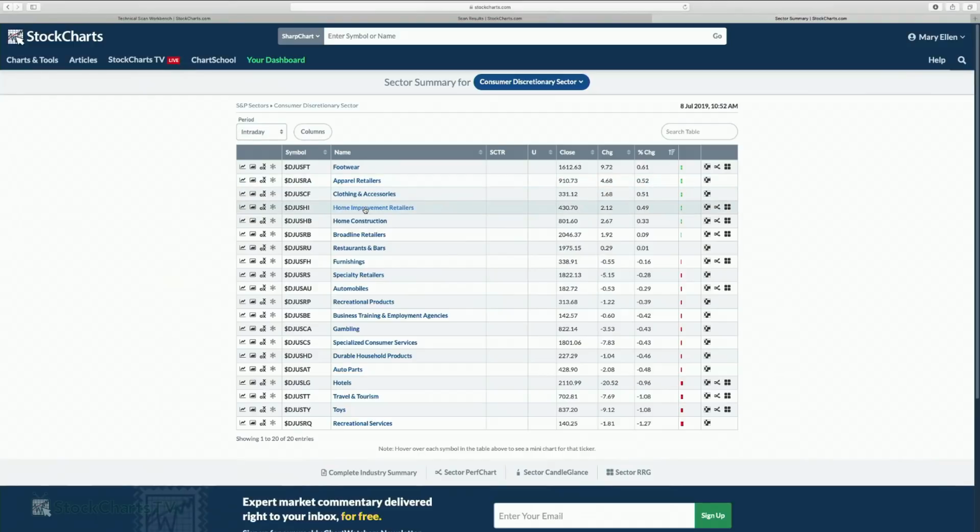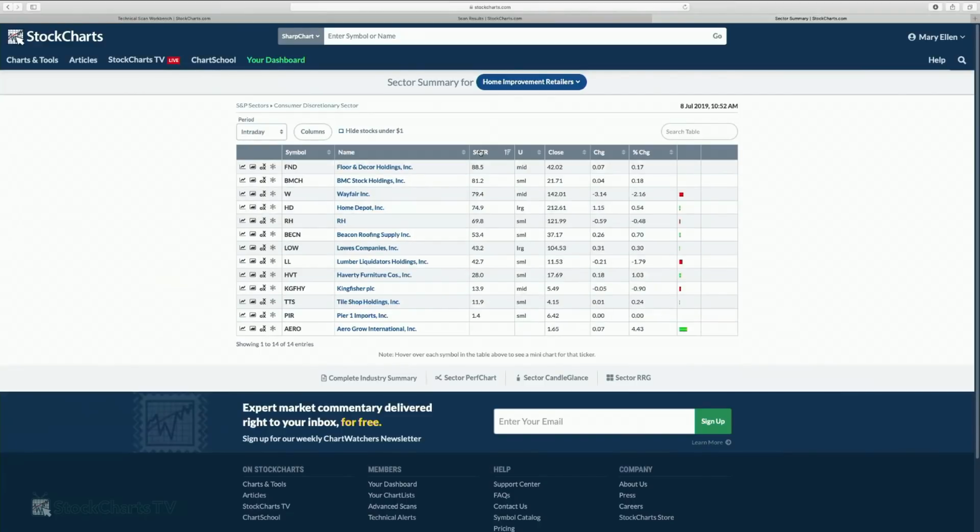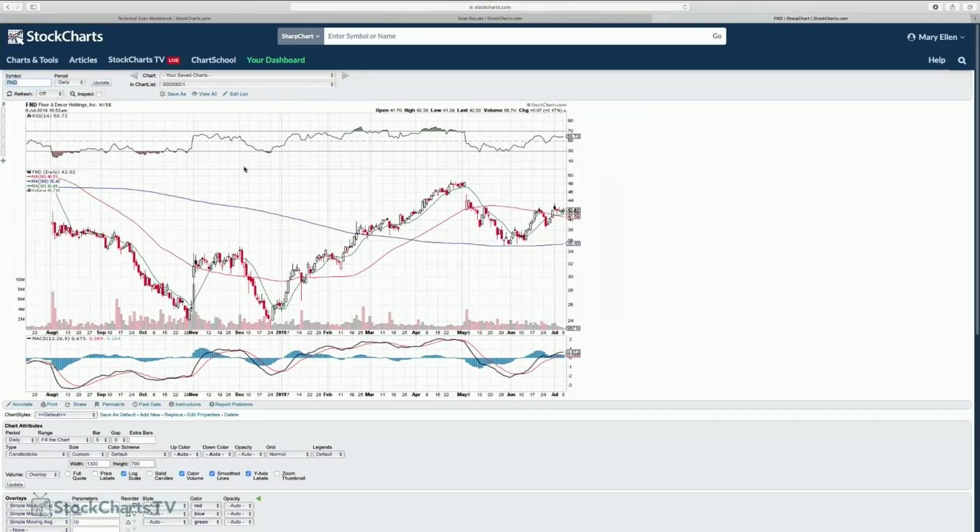Let's take a look at home improvement retailers. So I'm going to click on that. And this scooter is again going to be really quite powerful as far as pointing you toward the better stocks within this grouping. So we can quite simply look at FND.